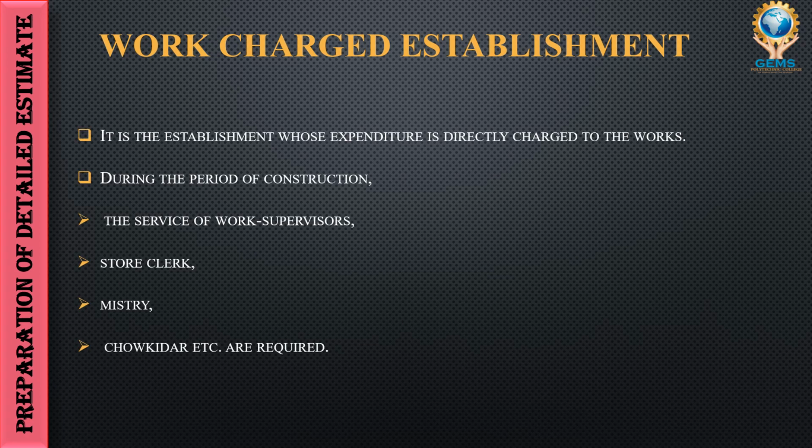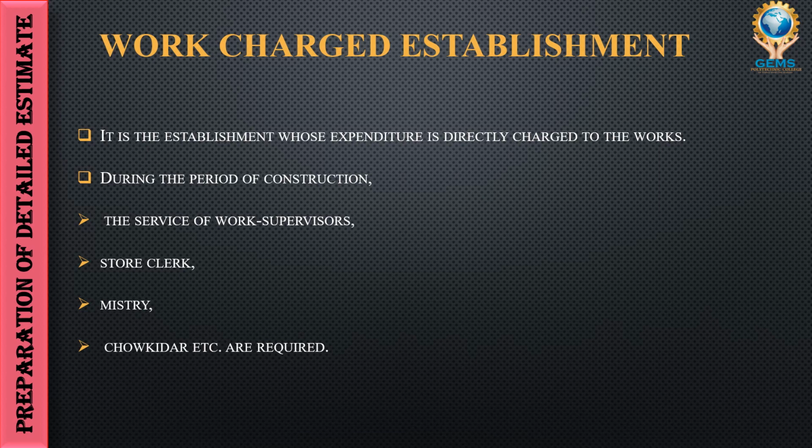Then the third one is what? Work charged establishment. Work charged establishment means what? It is the establishment whose expenditure is directly charged to the works. So it won't come under our items of work, its quantities and cost. It will be separate. We need to directly give charges to the works.